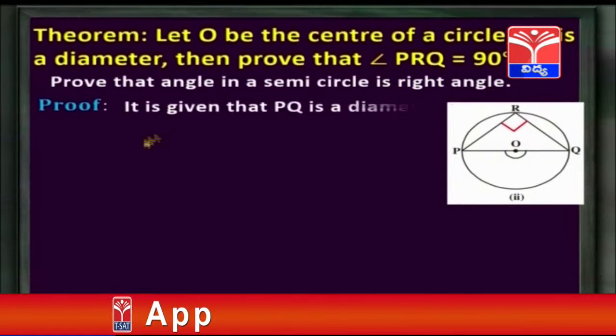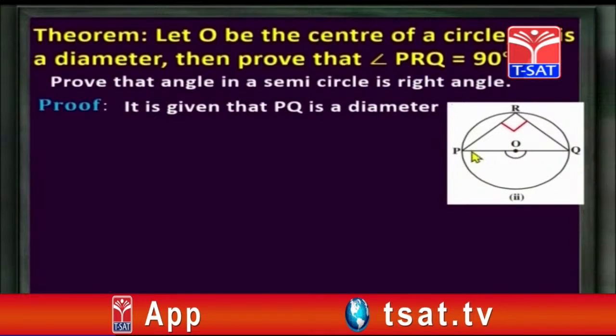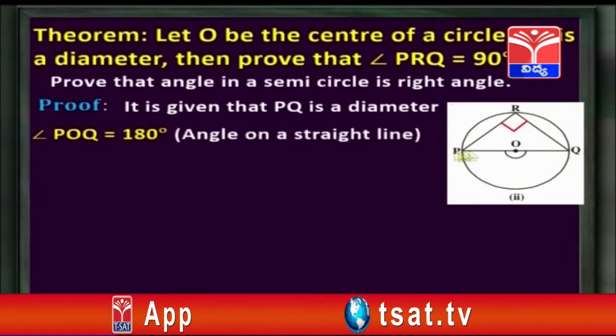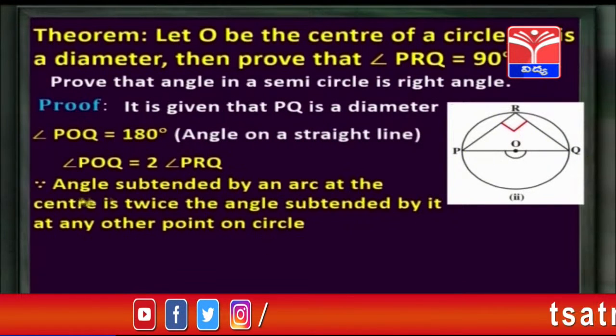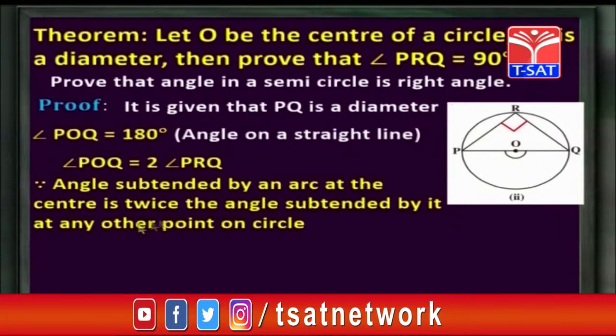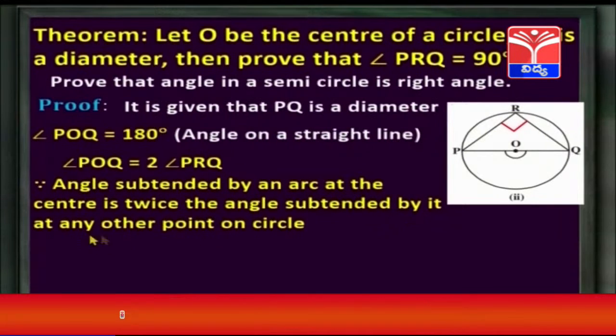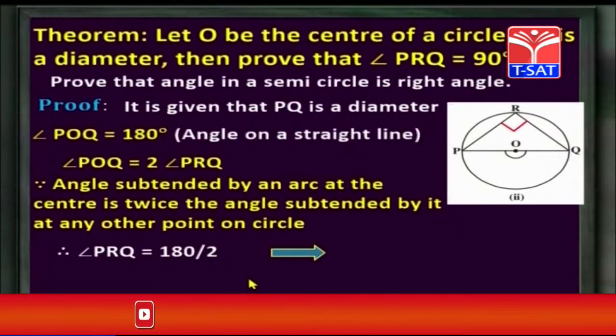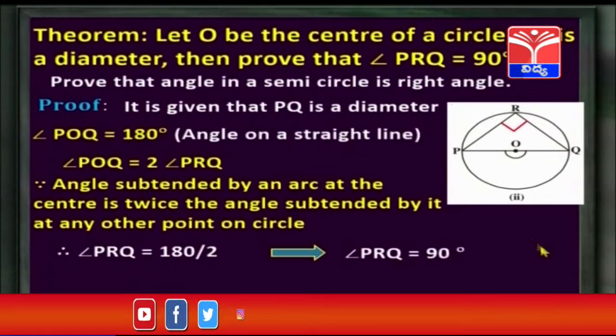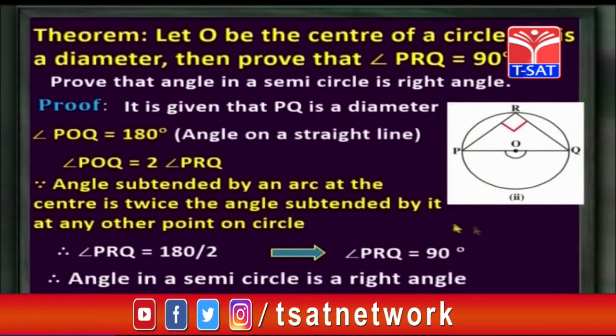Let us see how. It is given that PQ is a diameter, then POQ is 180 degrees. Now POQ is equal to 2 PRQ. Why? Because the angle subtended by an arc at the center is twice the angle subtended by it at any other point on the circle. So we can say PRQ is equal to 180 by 2, which is equal to 90 degrees. So we can say the angle in a semicircle is a right angle.